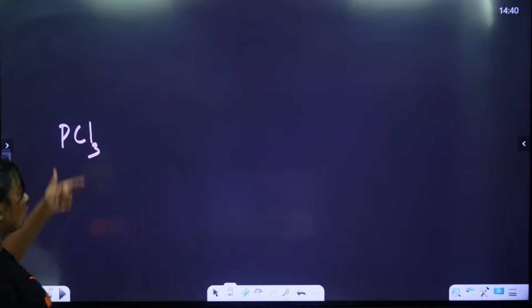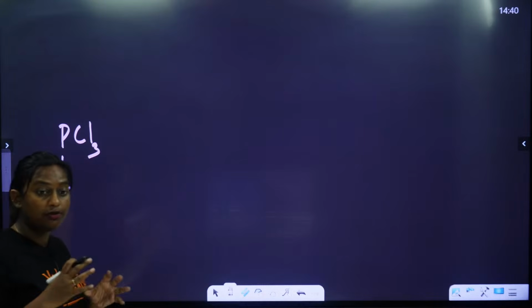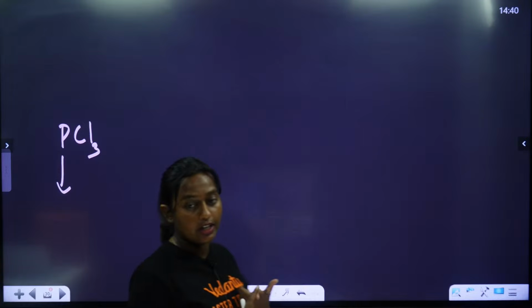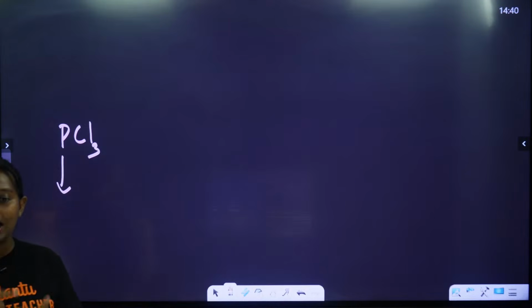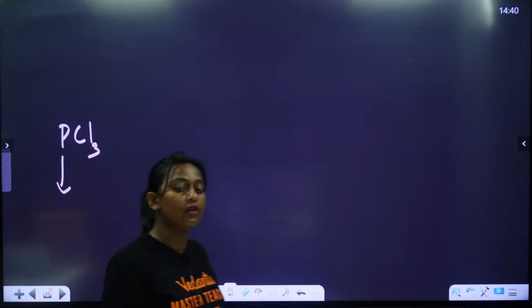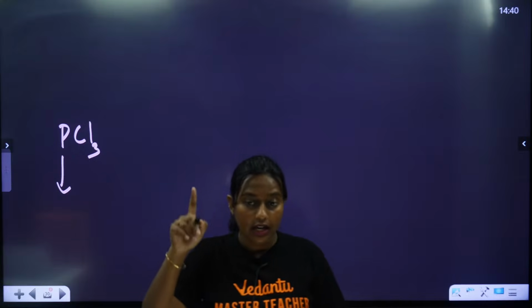So phosphorus is the central atom. We should first calculate the outermost electrons of the central atom. How many outermost electrons are there? We know that the atomic number of phosphorus is 15, so the configuration is 2, 8, 5.